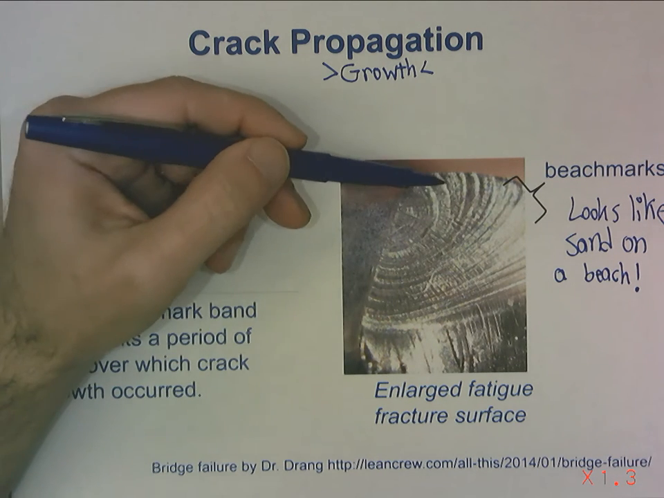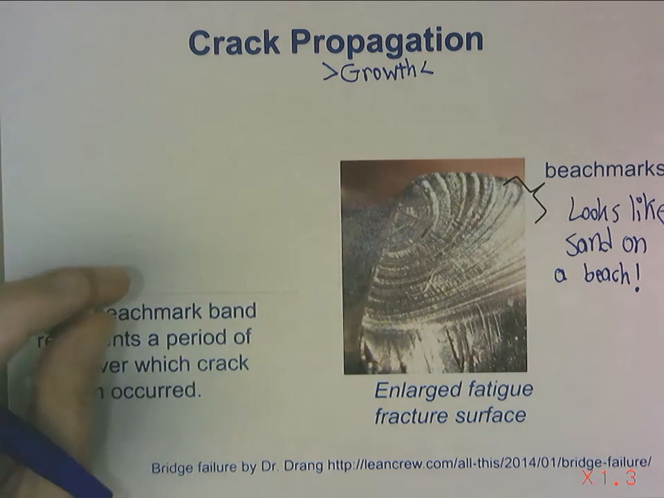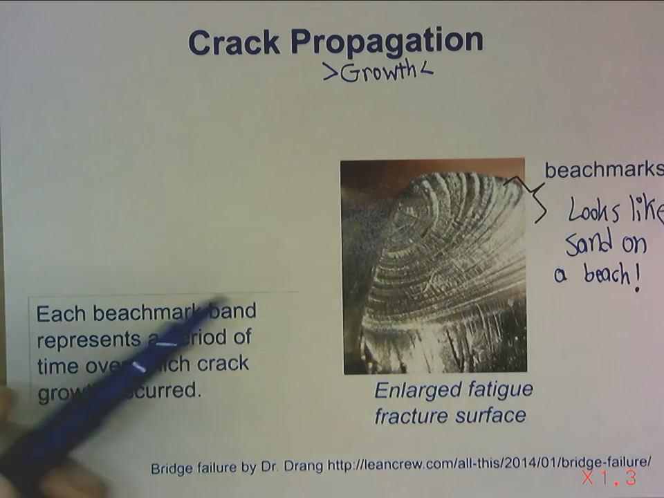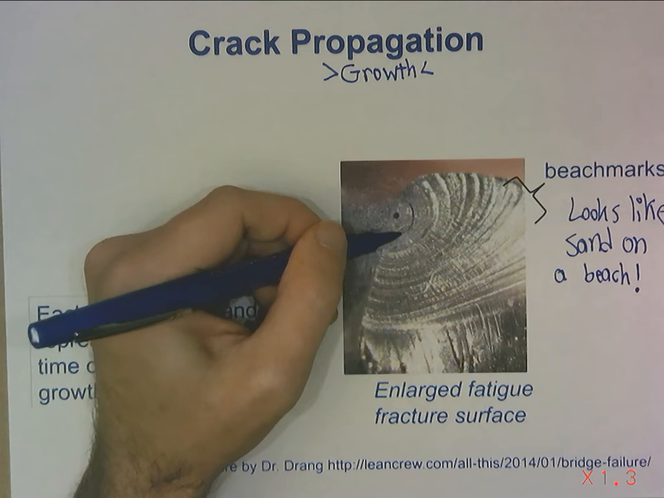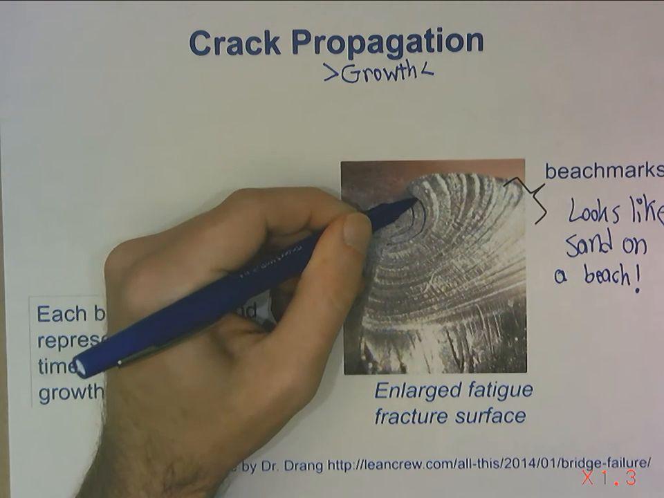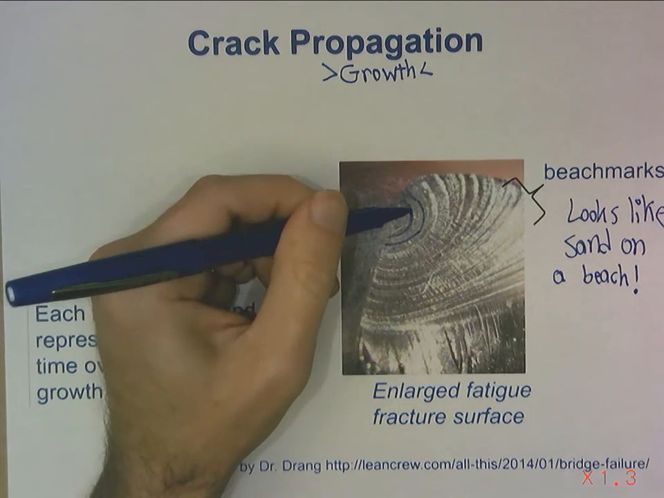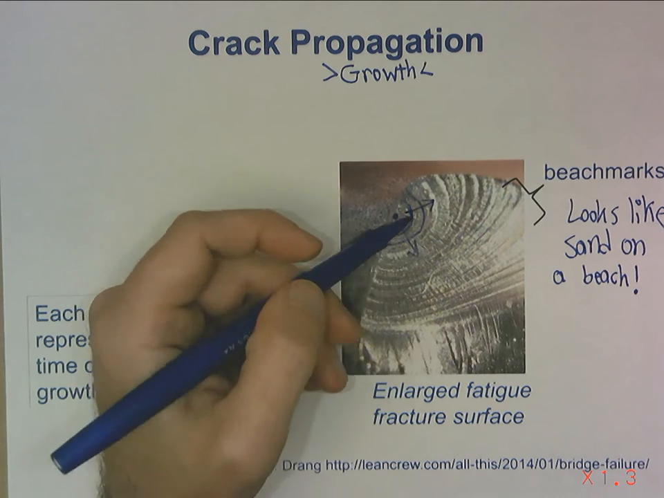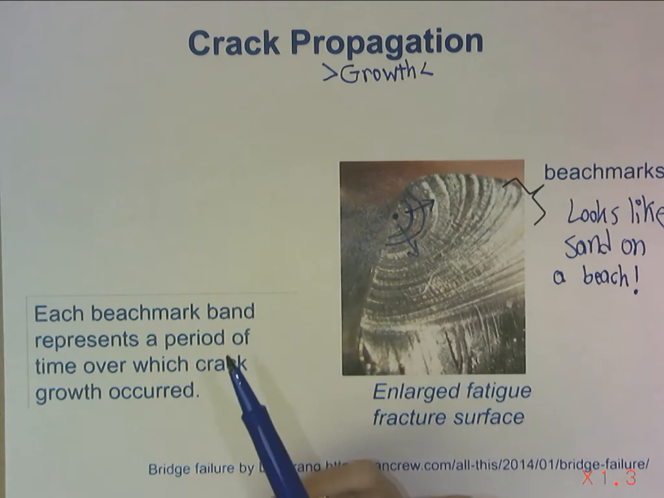But we see this wavy pattern. That wavy pattern is officially called beach marks. Each of those represents a period over time when the crack growth was occurring. So we'll have a point that starts it, and then the waves that represent the crack's growth radiate out from there. And actually, if you were to stop and look at a fatigue failure before it's finished, we would find some of these completed, and then we would find good material still beyond that.